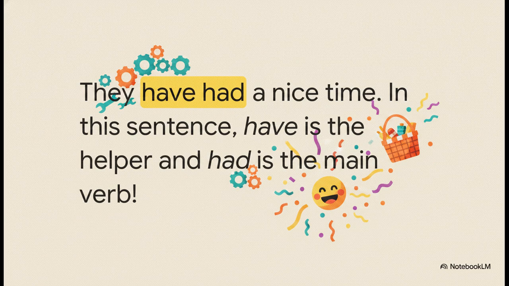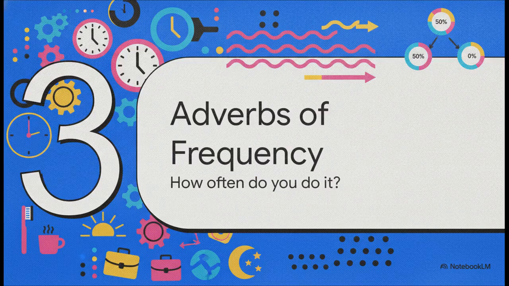They have had a nice time. The first "have" is our helpful assistant. The second word, "had," is the main verb, meaning they experienced or owned a good time. If you can understand this sentence, you are already processing complex English structures. You are doing fantastic.